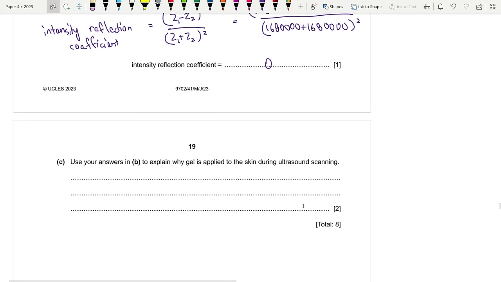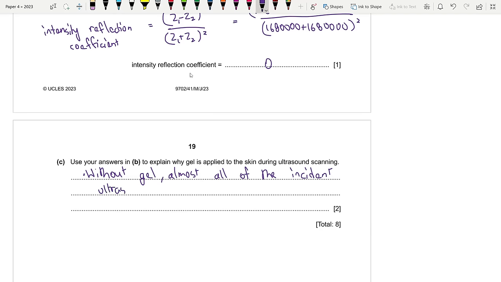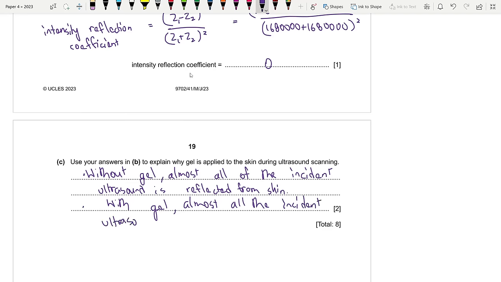Use the answers in B to explain why gel is applied to the skin during ultrasound scanning. Okay, so the main point is, without gel, what happens? Without gel, almost all, 99%, of the incident ultrasound is reflected from the skin. But using the gel, with the coupling medium, almost all the incident ultrasound is transmitted into the body, okay?